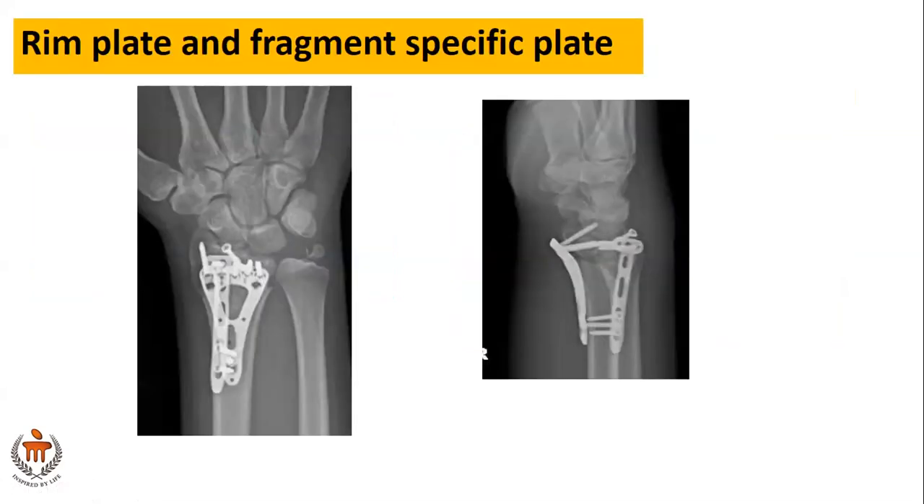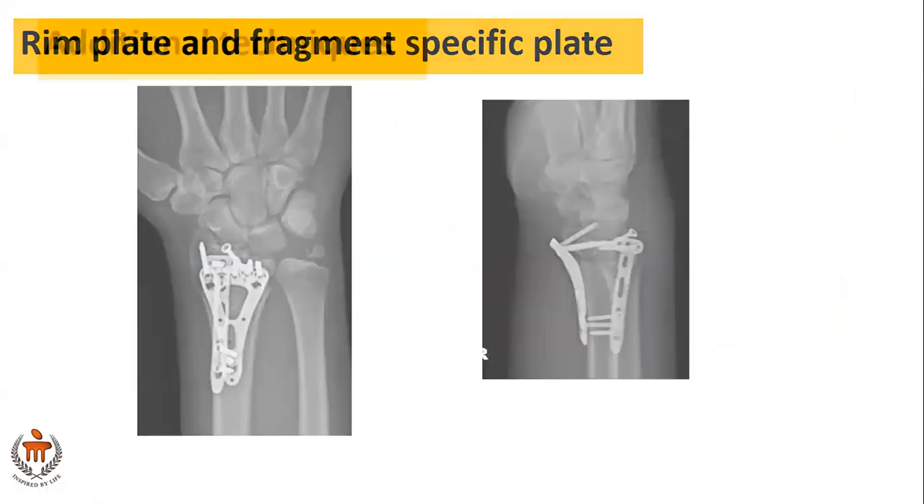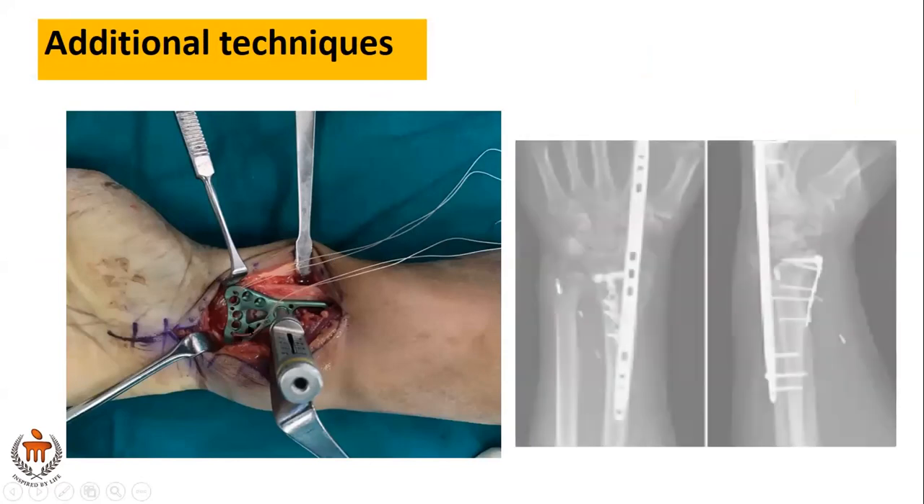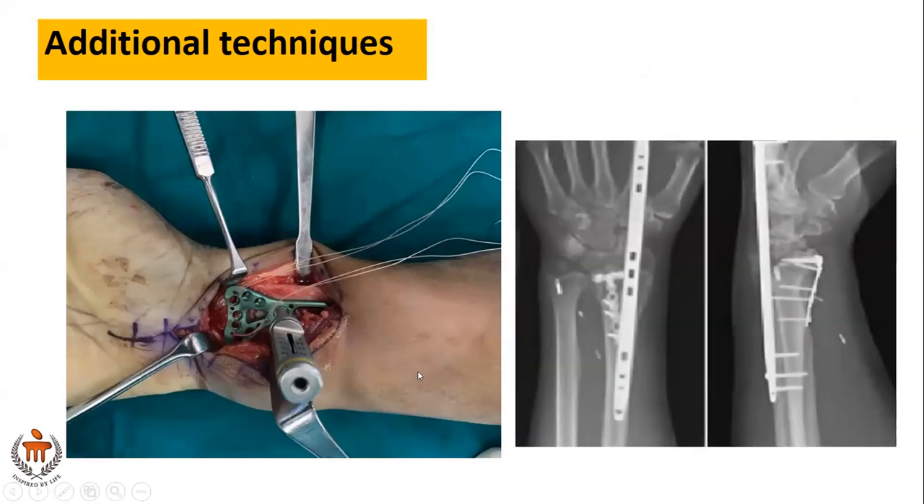So this is again a case where we have used both the rim plate and the fragment specific plates. Sometimes you might not be able to put in the screws here and you might have to use sutures through this. Or in very bad comminuted fractures, you might have to use a distraction kind of a plate, an internal distraction plate, which can be removed after 3 to 4 months.